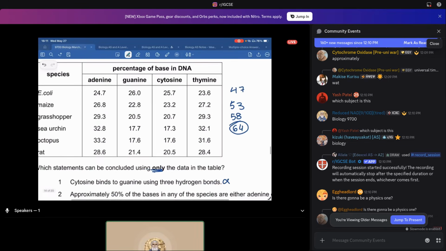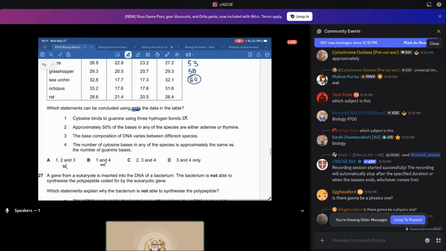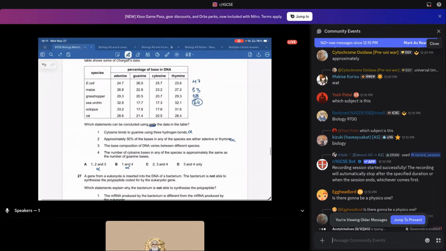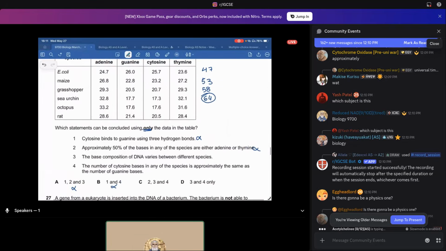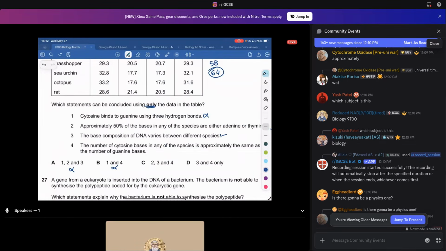32 and 32, 64. 64, that's exceptionally high. That's greater than 10%, greater than our margin of error, even in physics. Okay, so I can't say approximately 50% in any of the species. The base composition varies between different species, that's true. Here I have 26%, here I have 17%. Here I have as low as 23% and as high as 32%. So it does vary.